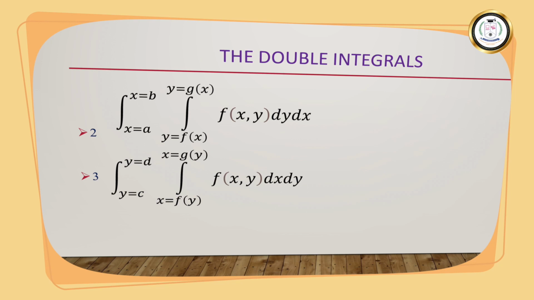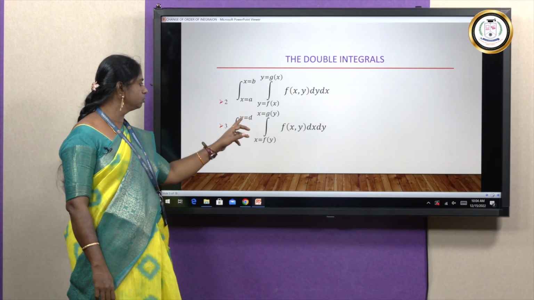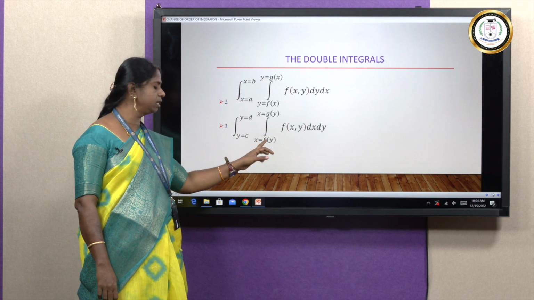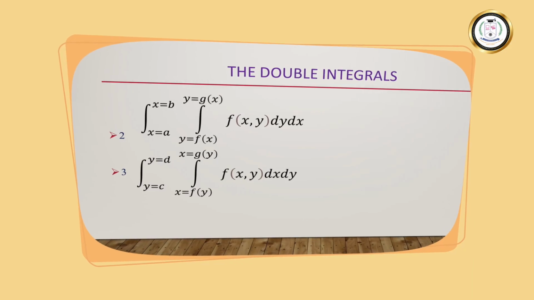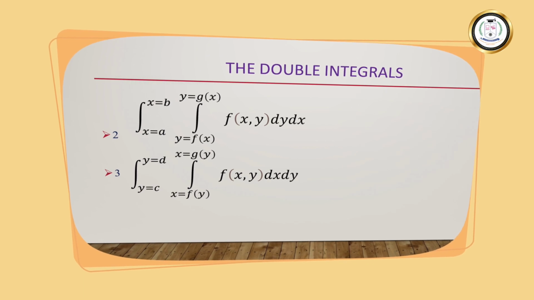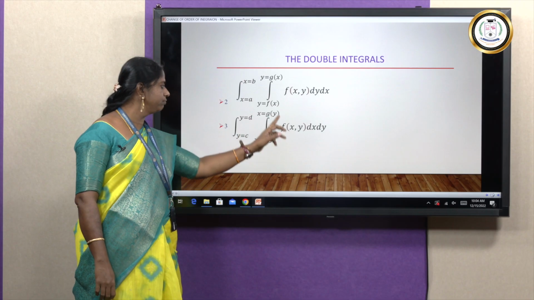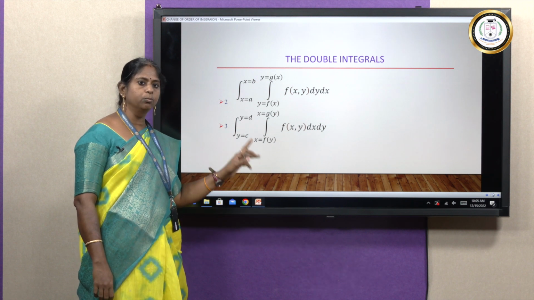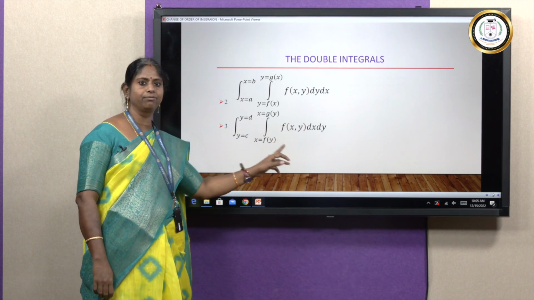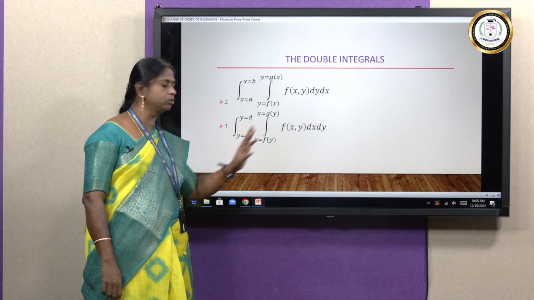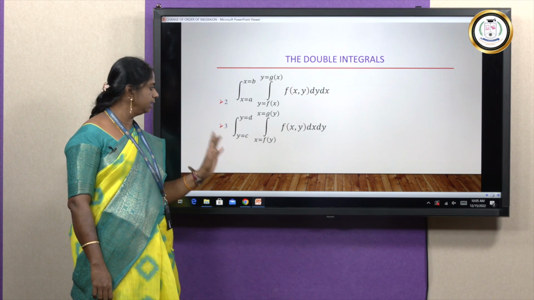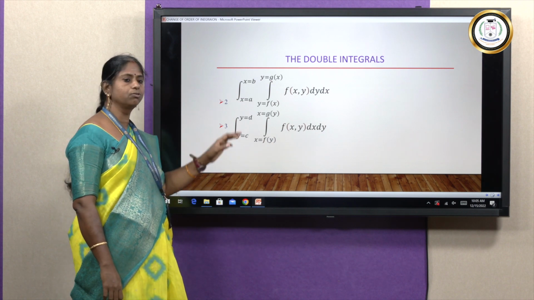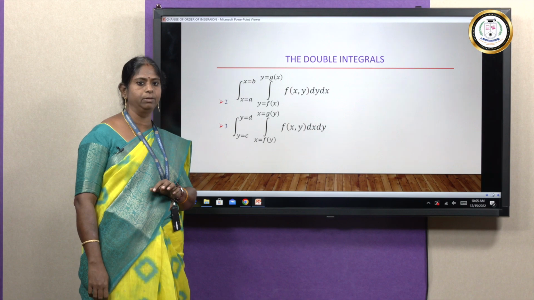And the third type is y equal to c, y equal to d, and the next inner limit is for the variable x, x equal to f of y, x equal to g of y. If this is for the variable x, then definitely you must integrate the function f of x comma y with respect to x first, and later you can integrate with respect to y. So these are the three types of double integrals.